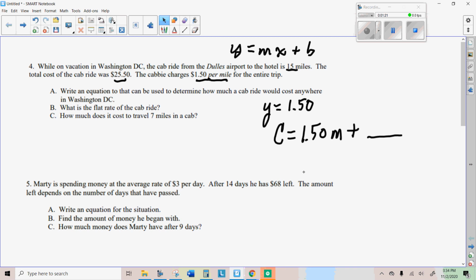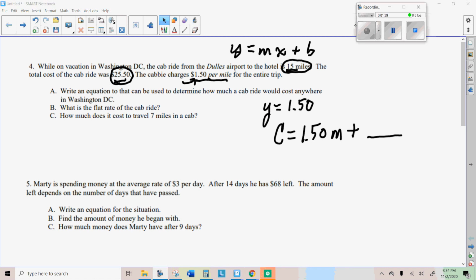It says that when they went 15 miles, the total cost of the cab ride was $25.50. So in there is this $1.50 per mile plus something extra. See if you can figure out what that is.